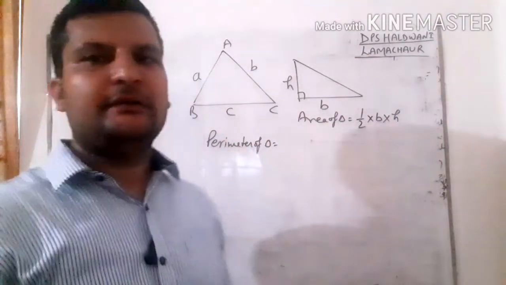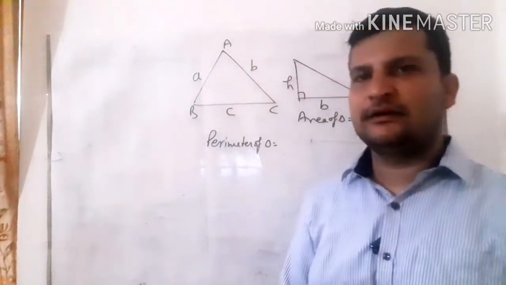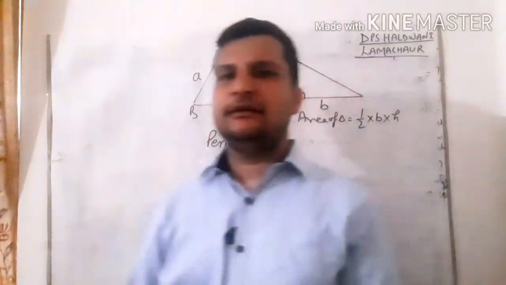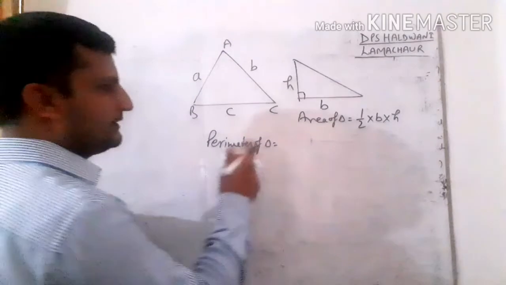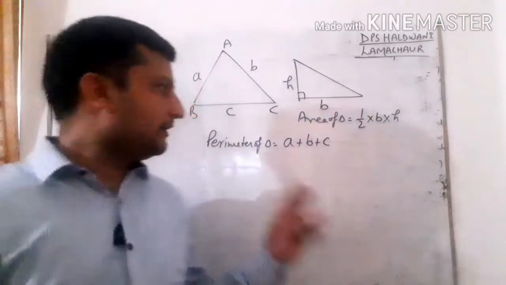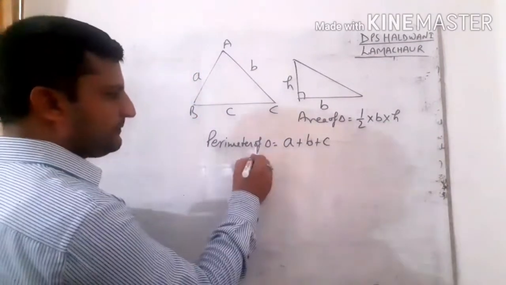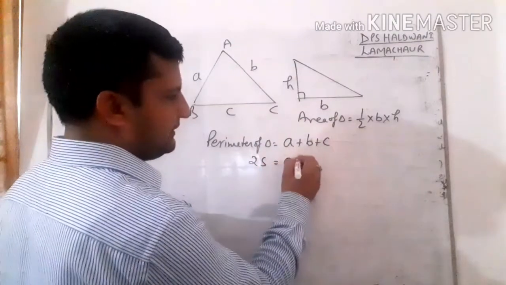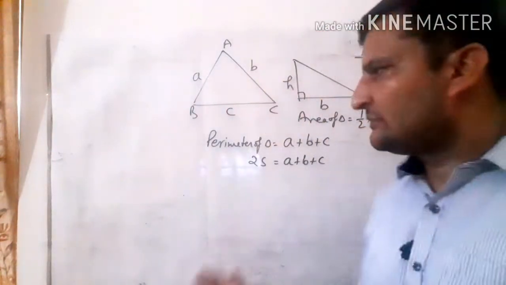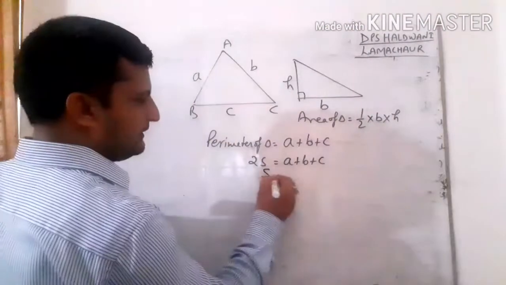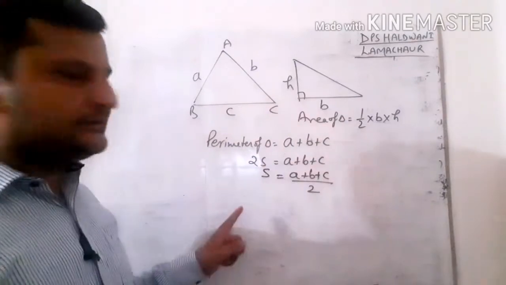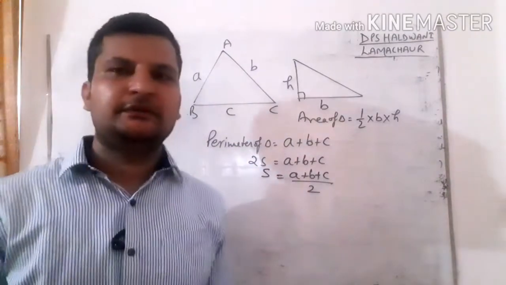Okay, students, first, what is the perimeter of a triangle? To find the perimeter of a triangle, we have to add all the sides. So the perimeter of a triangle is equal to a plus b plus c. Now Heron gave the perimeter as 2s, so 2s is equal to a plus b plus c. So how can we find s? s is equal to a plus b plus c by 2. Here s means semi-perimeter and 2s means perimeter.